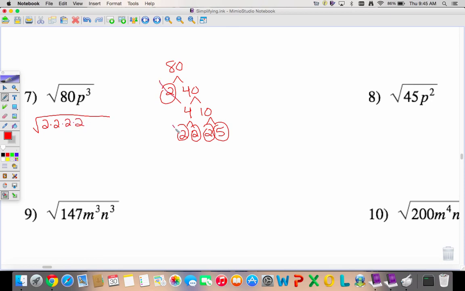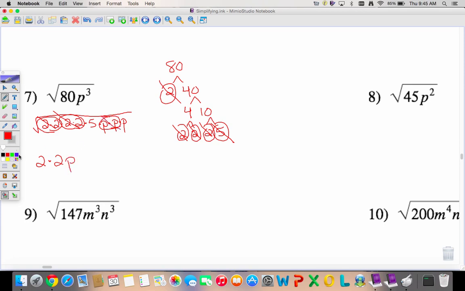So I have the square root. I have 1, 2, 3, 4 2's, and a 5. And now I'm going to focus on this p to the third power. So what that means is that you're multiplying p by itself 3 times. So we're going to write out p 3 times. 1, 2, 3. Okay, after that, you just circle your pairs. Because it's a square root, we're going to look for pairs.